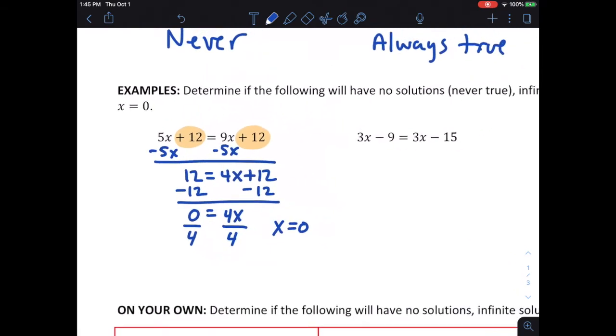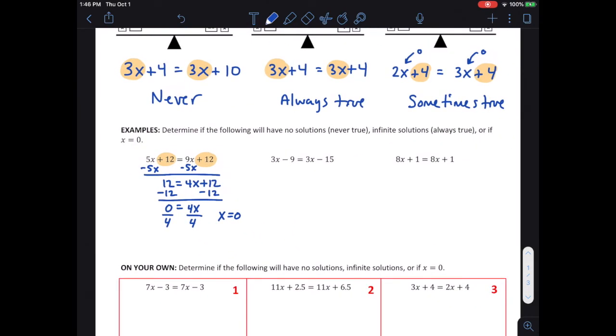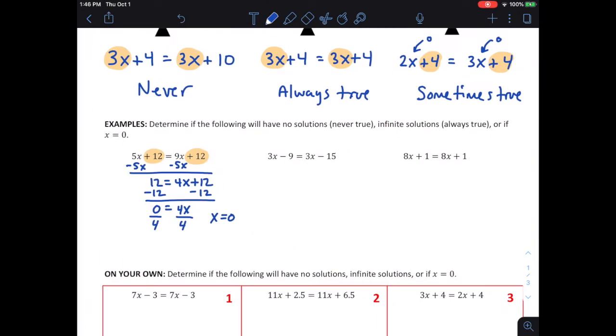Okay, so this is one of the special cases that we have where it's sometimes true, and the time that it is true is when x equals 0. All right, so for the next two, what we're going to talk about here is an equation that, if it has no solution, we would say it's never true. And if it has infinite solutions, it's always true.